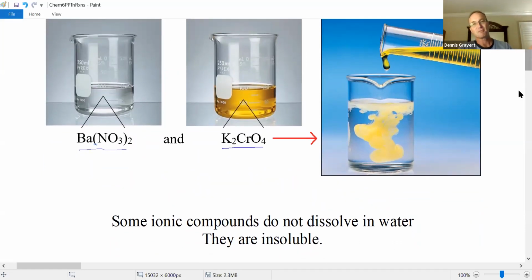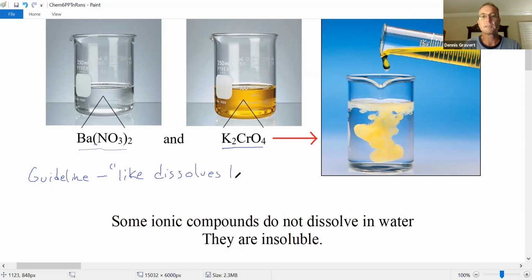And so we had this other guideline a few videos ago that said, you know what? We have this pattern. It was just a guideline that said, like dissolves like. And we said, if a molecule is polar, it probably would dissolve in a polar solvent. And so polar dissolves polar. So water is a polar compound. Table salt is very polar. It's got plus and minus ions in it. That's a very polar compound. So that kind of helps us remember salt dissolves in water because salt's polar, water's polar, like dissolves like.